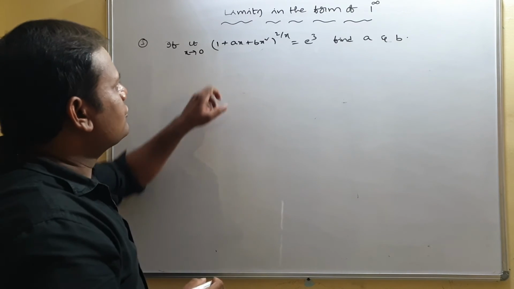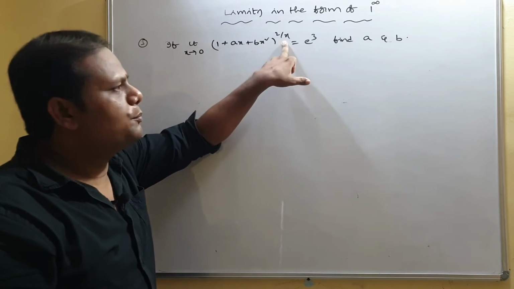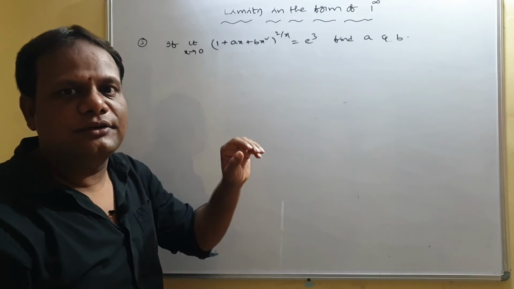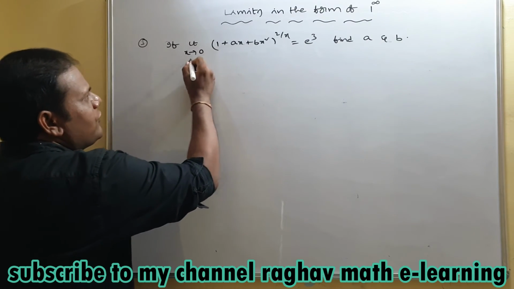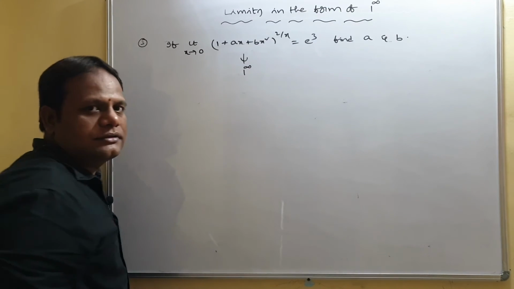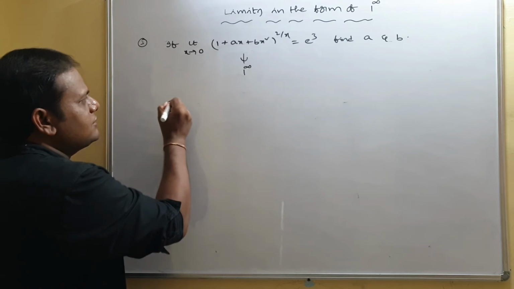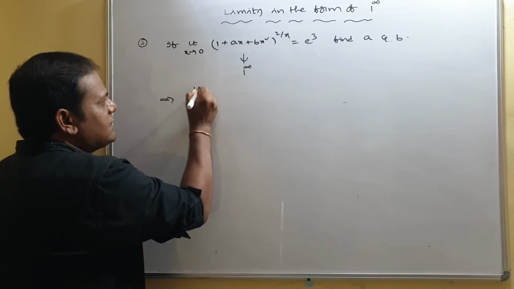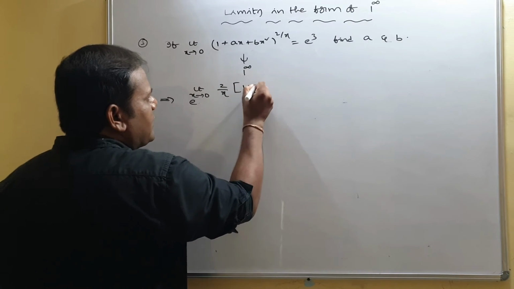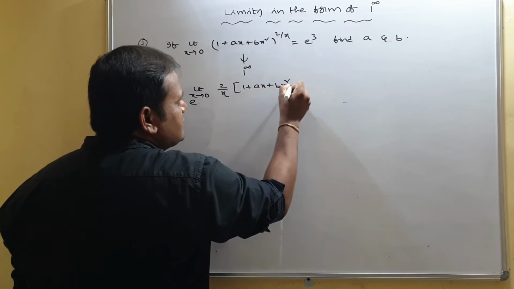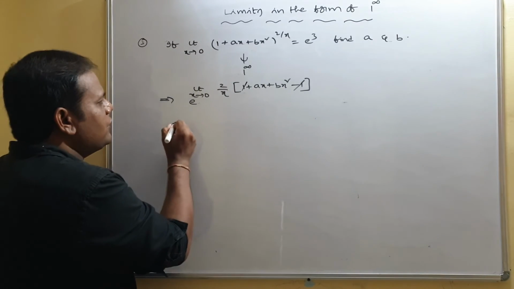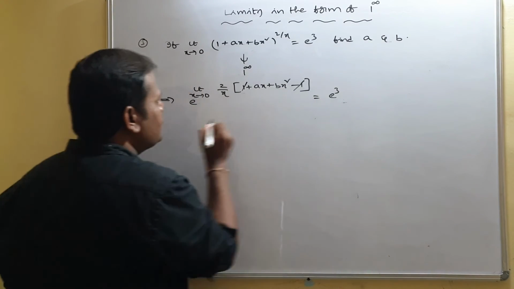Moving to this problem. Limit x tends to 0, (1 plus ax plus bx square) whole power 2 by x is equal to e cube. Then find a and b. See here, if you try to evaluate it directly, it takes the form 1 power infinity. So we apply the formula. That is e power, the same limit x tends to 0, power into (base minus 1). So 1 plus ax plus bx square minus 1. So 1 gets cancelled and x cancelled. We are left with e cube.